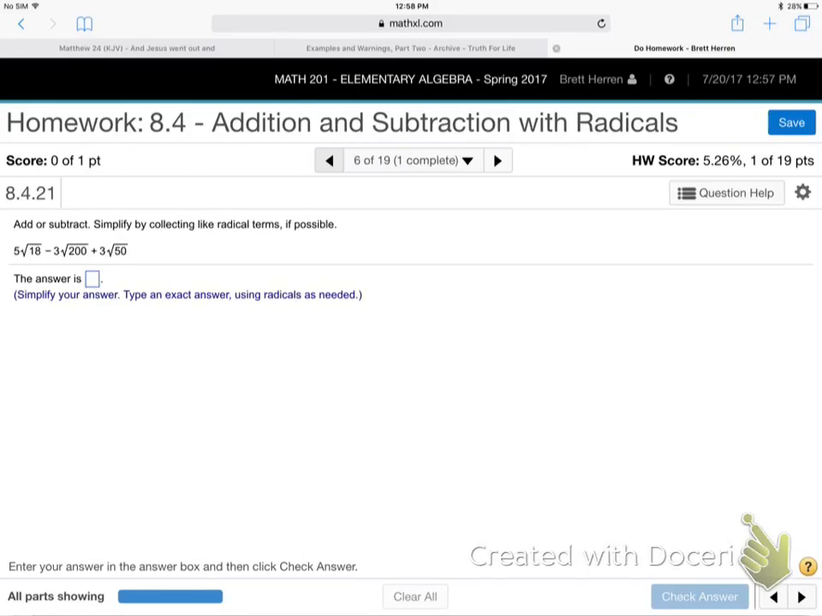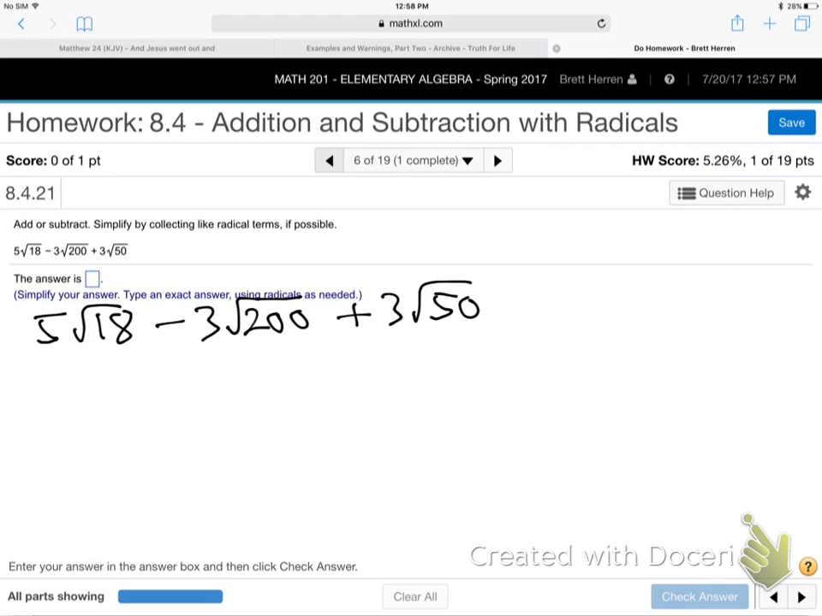So 5 root 18 minus 3 root 200 plus 3 root 50. So try that, break those down.